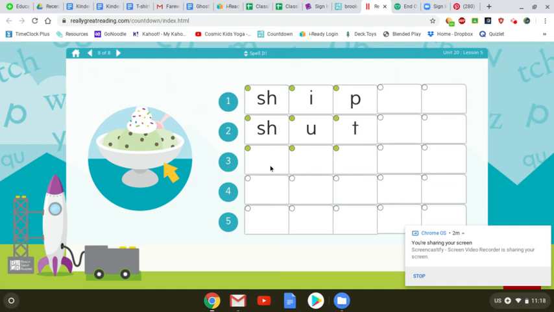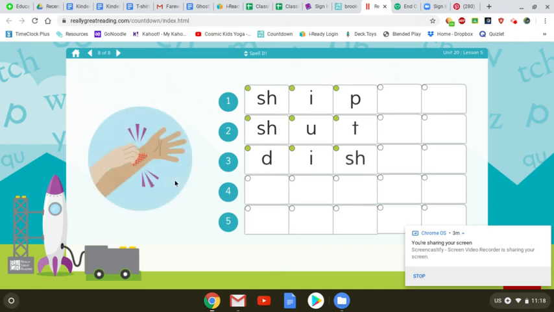The first sound in our word is d. What letter makes the d sound? D. Good job. What letter makes the i sound? I. And our last sound was sh. What letters make the sh sound? SH. Good job.